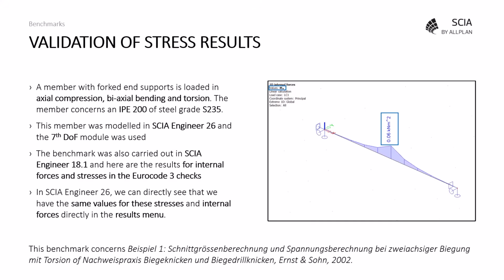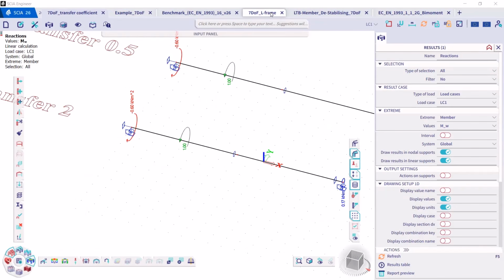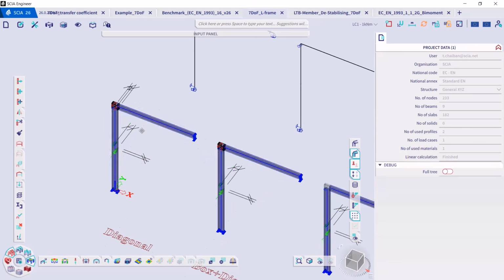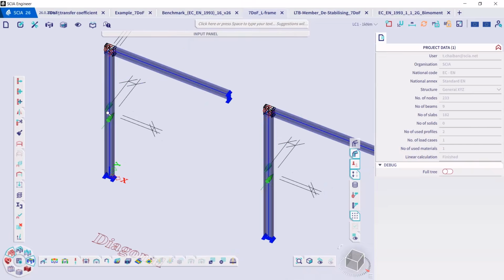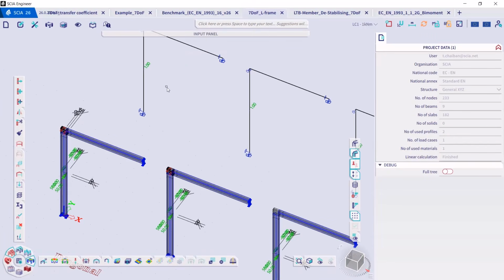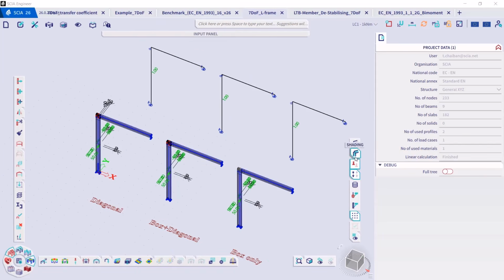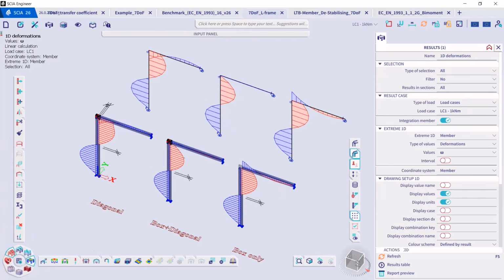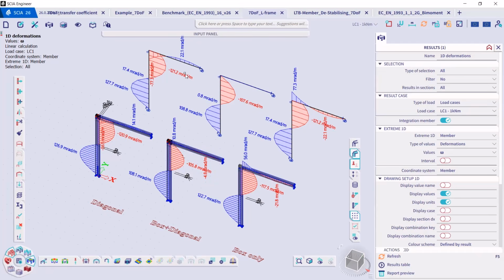So now let's go to SCIA Engineer and show these two examples directly. First, let's start off with the L frame. You can see the three different models and the equivalent loads which were placed in here to simulate a torque of 1 kilonewton meter. And we can have a look directly at the 1D deformations. Again, using the integration members, we can see the results on the 2D members as if they were 1D members. And we can clearly see that the omega values are very close.